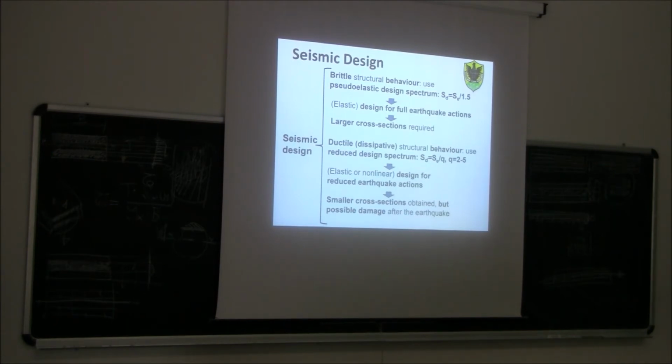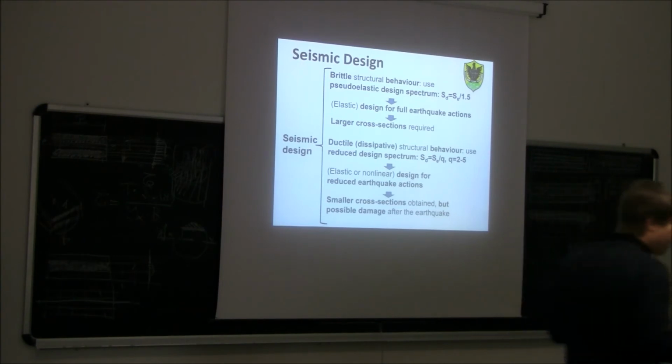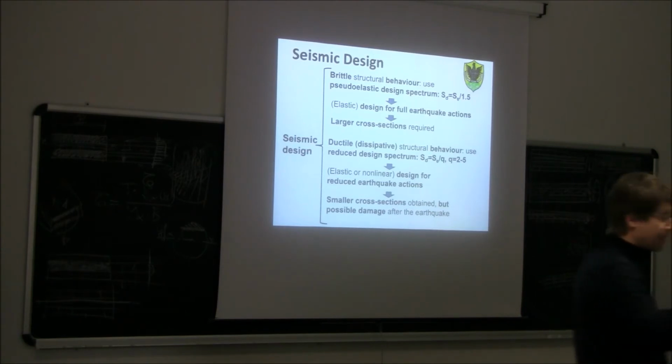For example, using very dense steel stirrups and checking the ductility and so on. By doing it this way, of course, we can design for a lower value of the forces. And we also accept that if a strong design earthquake occurs, at the end of the earthquake we will have a structure which will be highly damaged, because this cross-section here will be highly damaged.